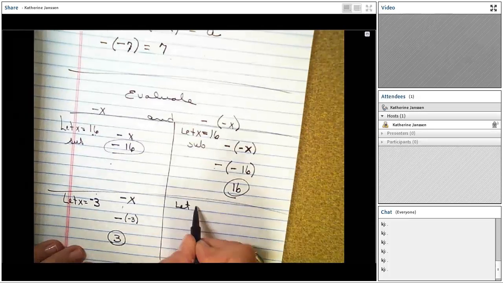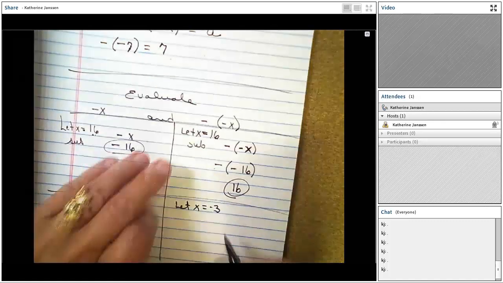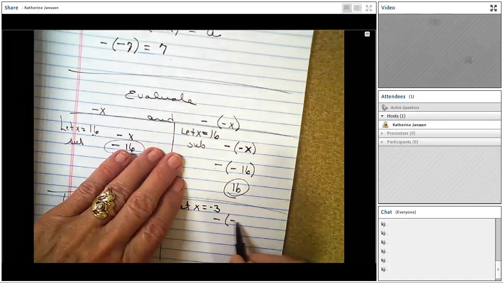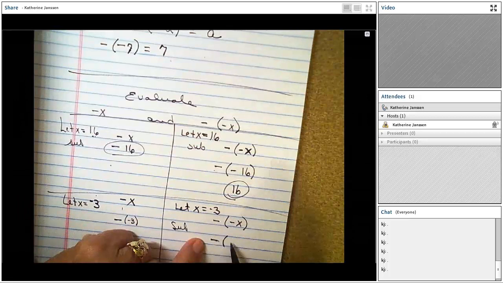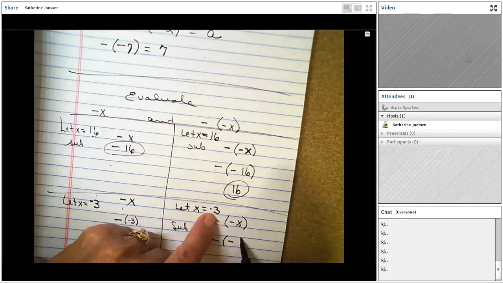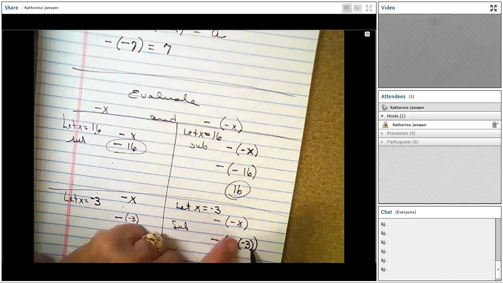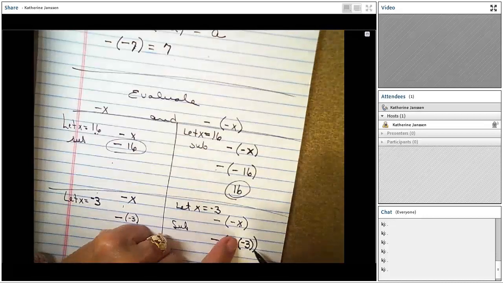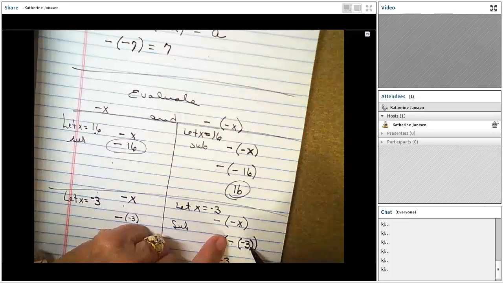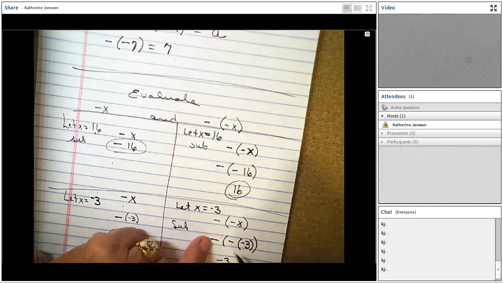And we're going to let x equal a negative 3. And I have the opposite of the opposite of x. I'm very carefully substituting. I'm going to copy everything down the same, except for every occurrence of x, I'm going to substitute negative 3, and I'm carefully protecting the sign. So now I have the opposite of negative 3. Its opposite would be positive 3, and the opposite of positive 3 is negative 3.